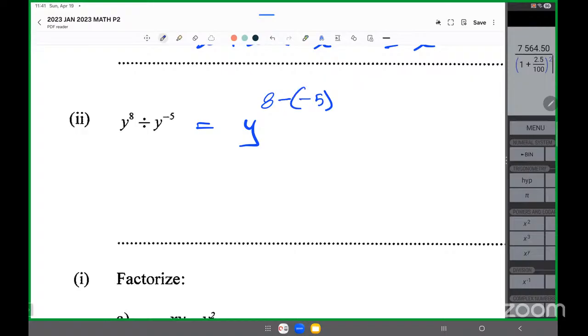Because when you divide indices with the same base, you subtract the powers. So it becomes y to the 8 plus 5, which then is y to the 13 power. That's the answer, y to the 13 power. Want to go to that?